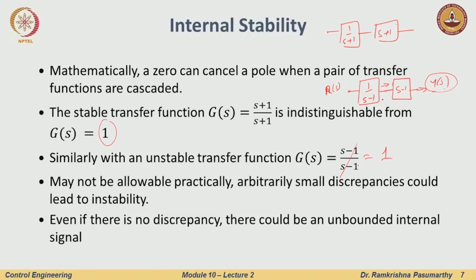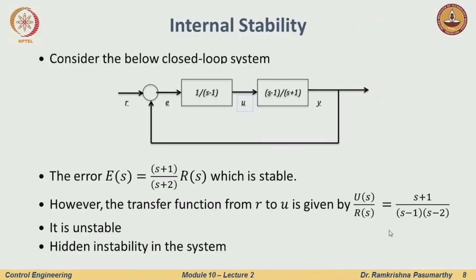So, we'll talk of this when we talk of unbounded internal signals. Even if there is no discrepancy between these numbers, there could be an unbounded internal signal. Okay, what does that mean? If I take a configuration like this, say I have a standard reference, I have the output, the error, an unstable pole here, and a 0 on the right and I have s plus 1 here. Overall, if I just look at the cancellation, the system might look stable.